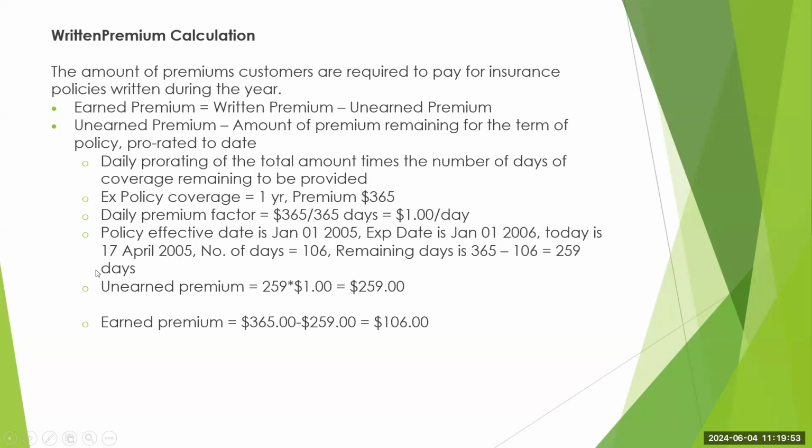Remaining how many days are there? 259 days are still pending. So unearned premium is equal to the number of days remaining times the daily premium factor. Right. Then $259 is remaining. Earned premium is nothing but total minus unearned. That means whatever used premium is $106. Right. So this is how we calculate it.